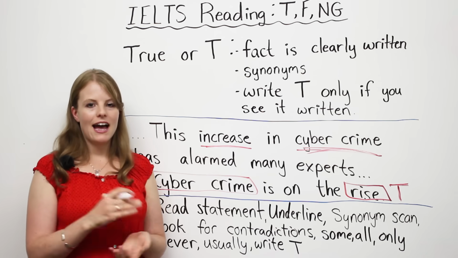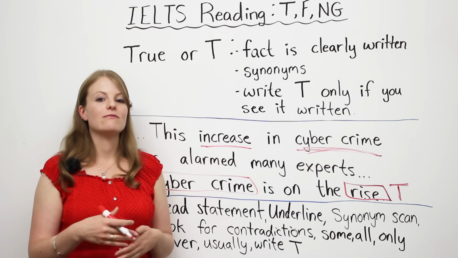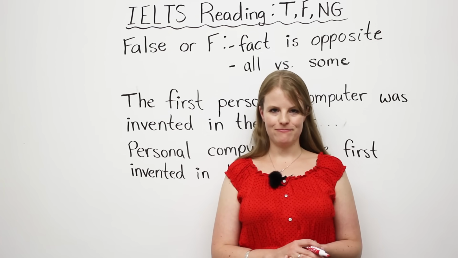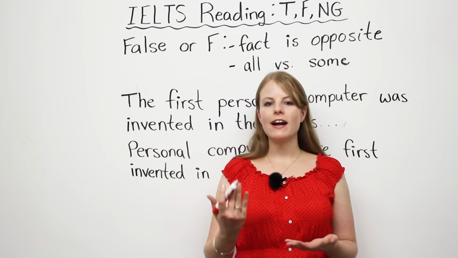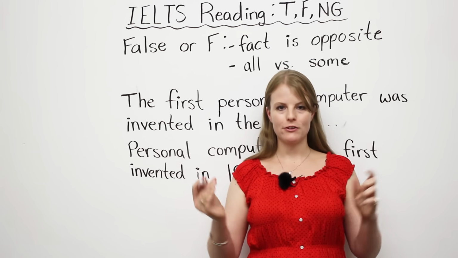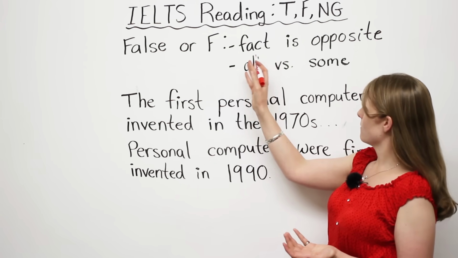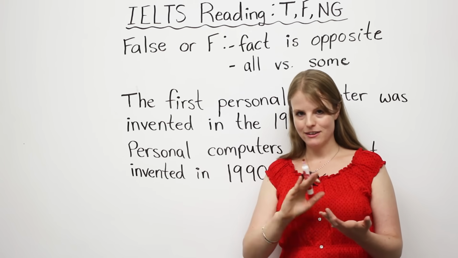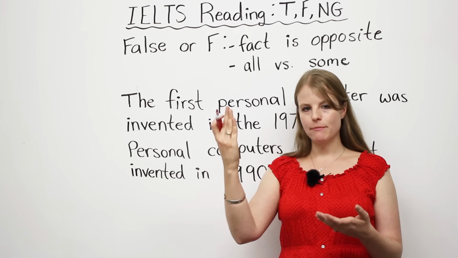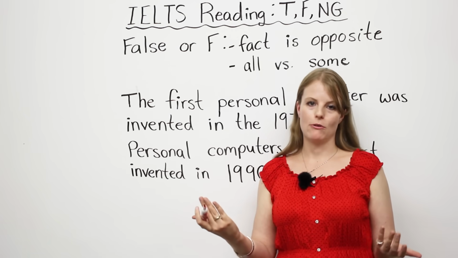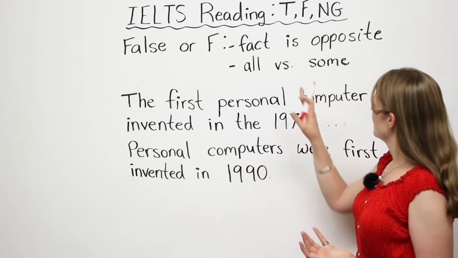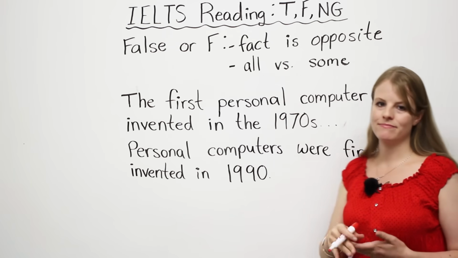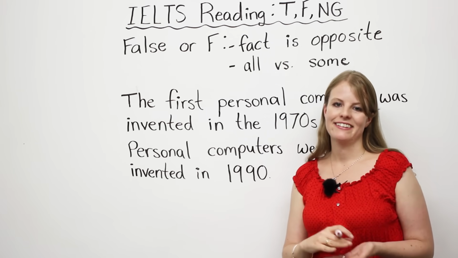Okay, so now let us look at false. What does it mean if you write false? Okay, now let's talk about false. What does it mean to be false in this section of the IELTS? If you write false for the fact at the bottom after the reading passage, it means you're saying the fact is opposite. So if you read the fact says all cats are black, the reading passage says not all cats are black, that would obviously be false. Okay, so the fact is opposite, and again, you have to look out for words like all versus some, often versus always. This is how they trick you.